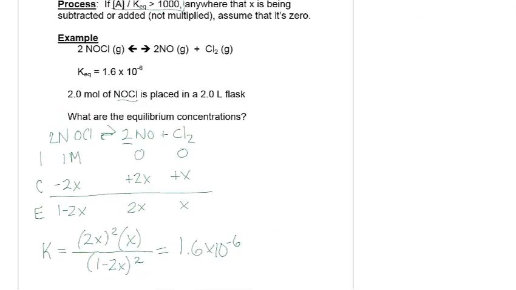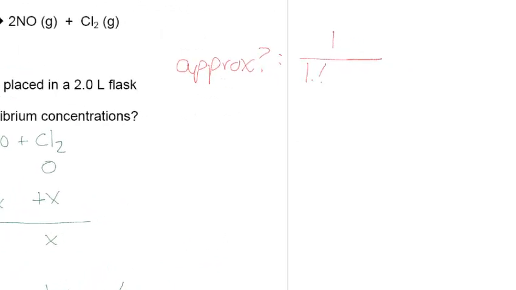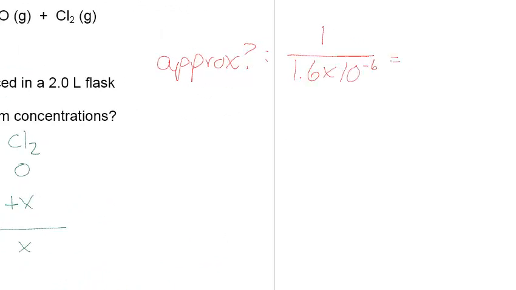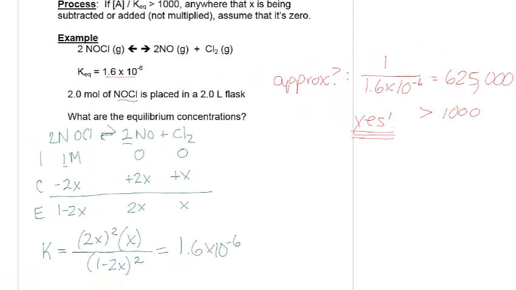So again, this is how we can tell if we can approximate. Our initial concentration of reactant was 1 molar. We would do the initial concentration, which is 1, divided by the KEQ value, 1.6 times 10 to the negative 6th. That turns out to be the lovely and large value of 625,000, and that is bigger than 1,000, so yes, we can approximate. If you couldn't approximate, what would you do? Well, you'd have to use one of your last resort strategies, either the graphing method or the quadratic method.